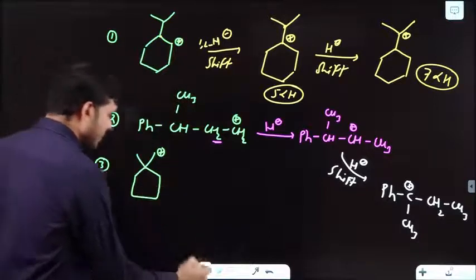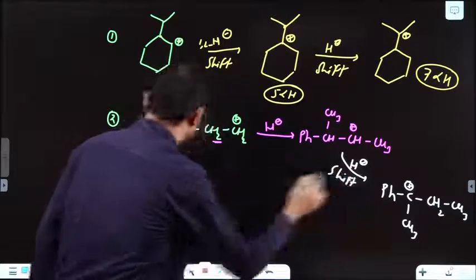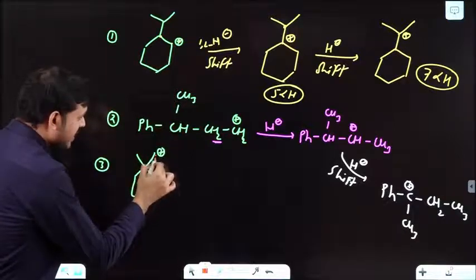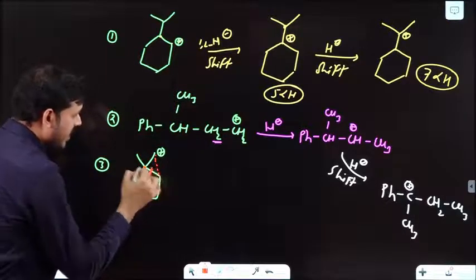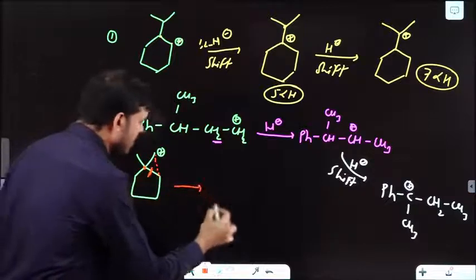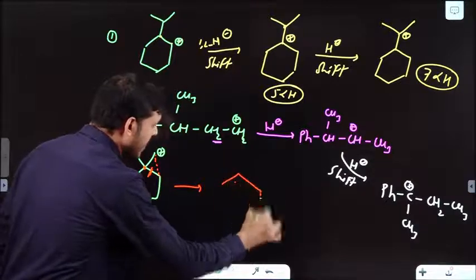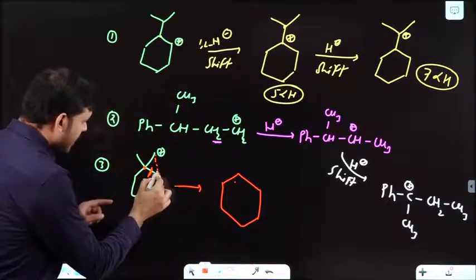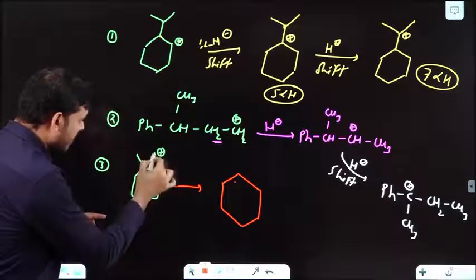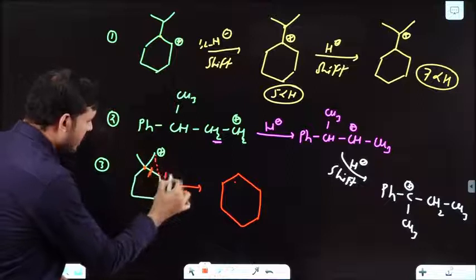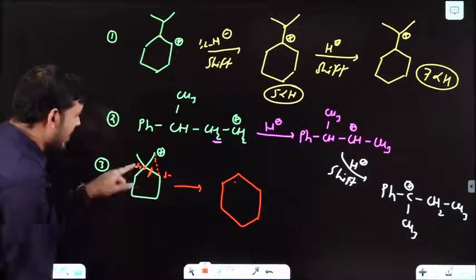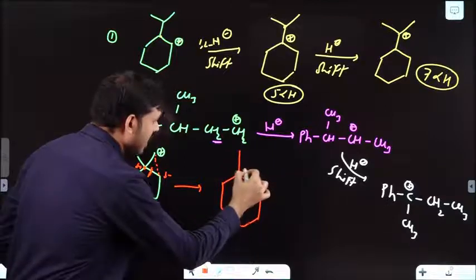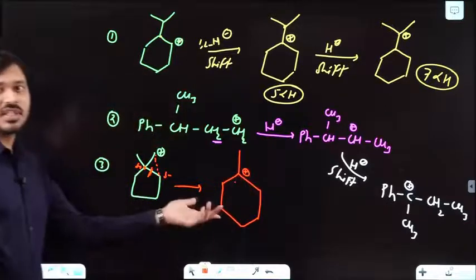Now check this one. In this one you can observe in the 5-membered ring there is a plus charge. So just break this part. Okay, so this will become what? 6-membered ring. So first directly make the 6-membered ring. Now, if this is the ring, then delta minus and delta plus. So the carbon having methyl will get positive charge. So this is the only possibility.